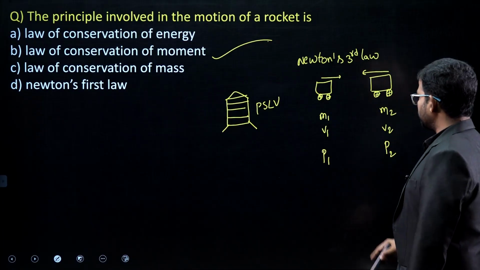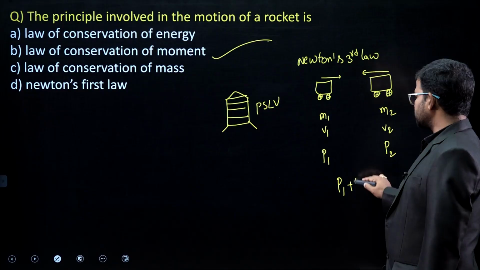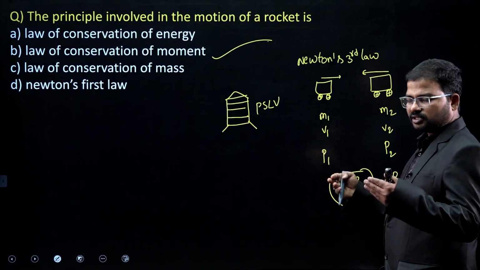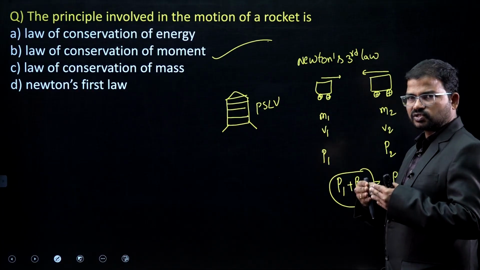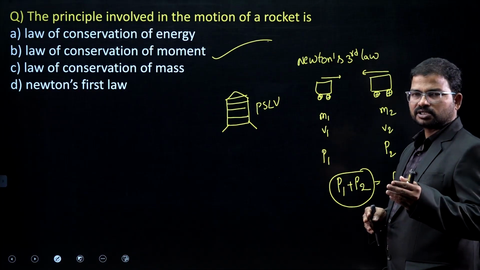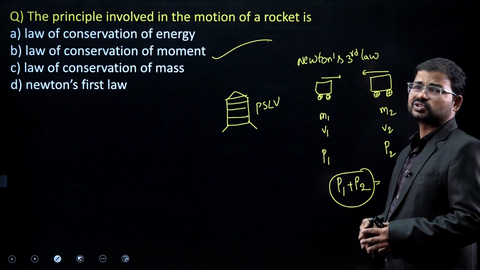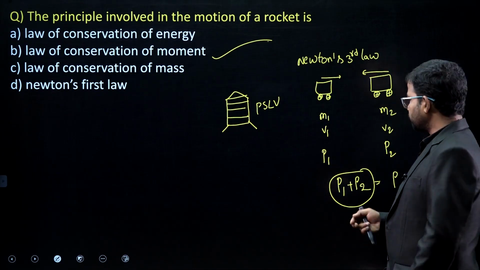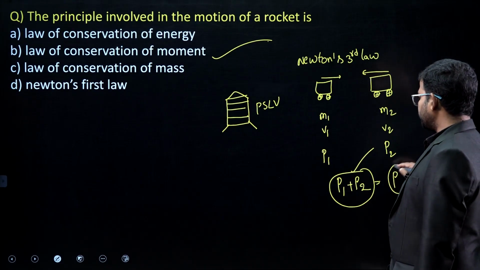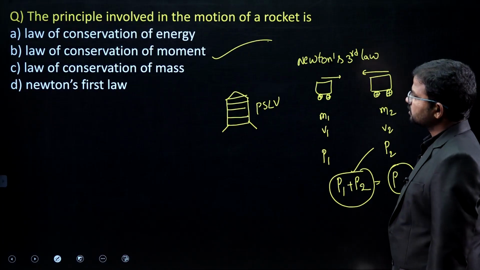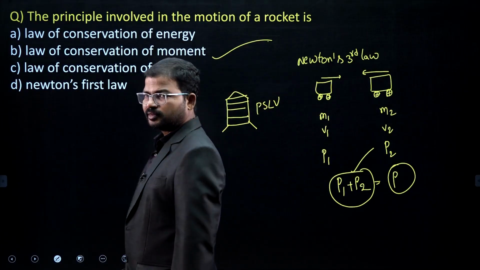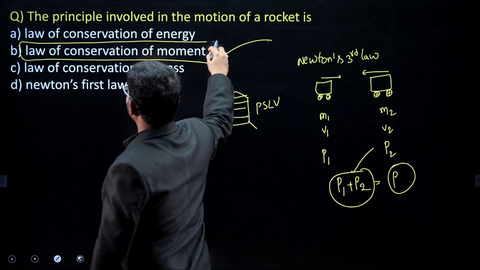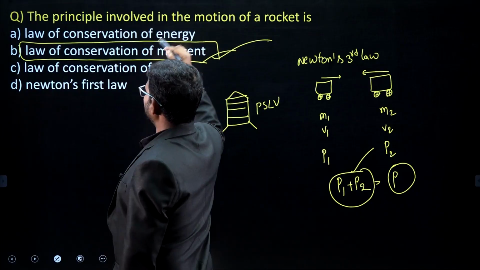Before collision, the momentum is p1 plus p2. After collision, the momentum is p. When these two objects collide with each other, there is no gain or loss of momentum. This is called the law of conservation of momentum. Before collision and after collision, momentum is the same. Of course, it is derived from Newton's third law. So the correct answer is option B only, law of conservation of momentum.